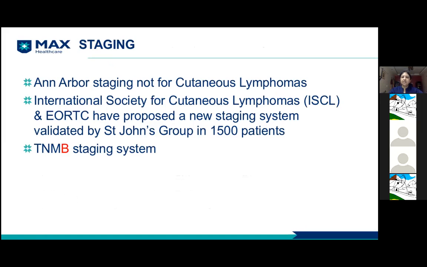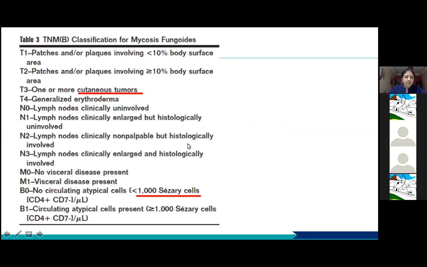Now let's come to the staging. So the Ann Arbor staging, which we routinely use for our nodal lymphomas, is not applicable here. The International Society of Cutaneous Lymphoma and EORTC have proposed a new specific staging system for cutaneous T cell lymphomas. It is not a TNM staging, it is a TNMB staging. So I'm giving you a very simplified form of staging here.